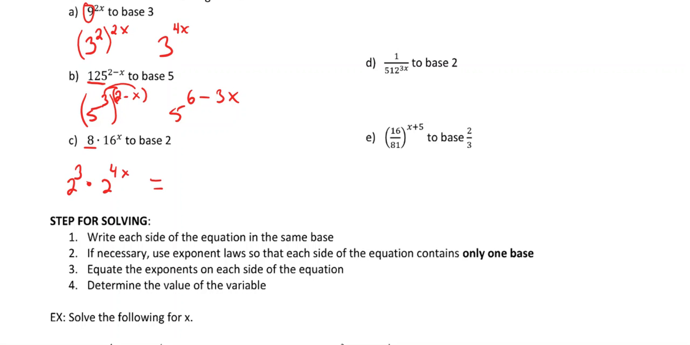And then what do you do with the exponents when you're multiplying? Yeah, we add them, right? So we can rewrite all this as 2 to the power of 3 plus 4x, and we just have to leave it that way. 3 plus 4x. We can't combine those because they're not like terms.